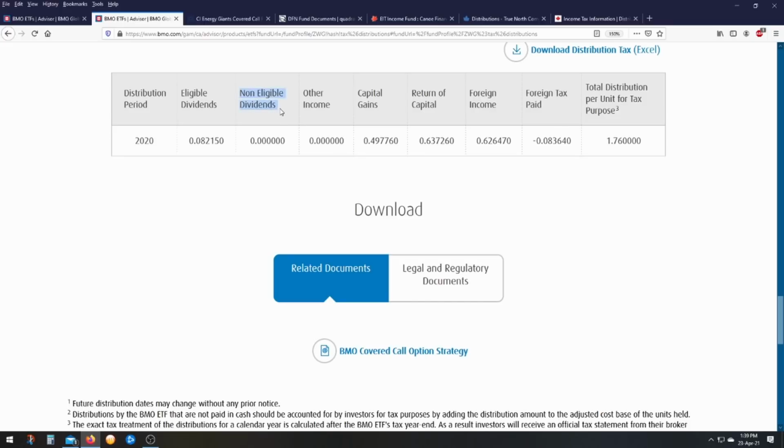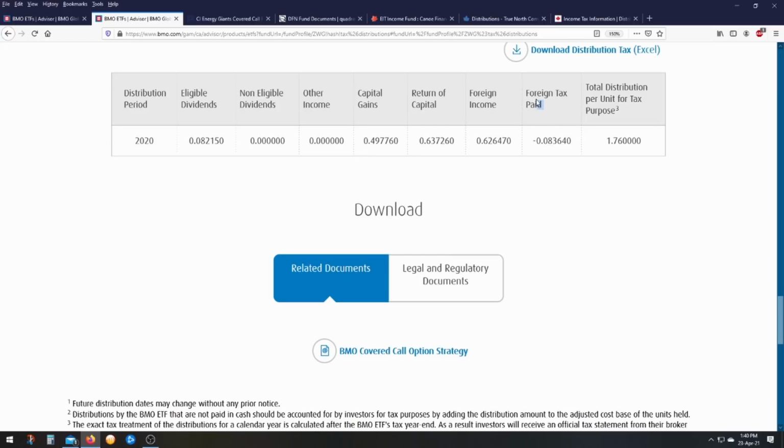I don't know why they have non-eligible dividends and foreign income. For me, it's the same umbrella, but there you go. So a portion is foreign income. This is the income from the non-Canadian dividends, a portion is return of capital, a portion is capital gains, and a little portion is eligible dividends. So this is what I mean by every fund, it's different. It's a different combination of the four sources of income.